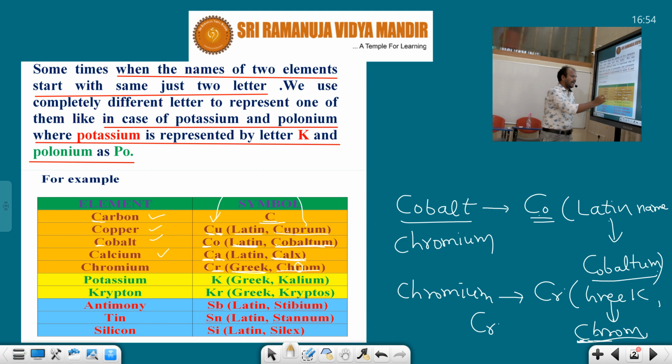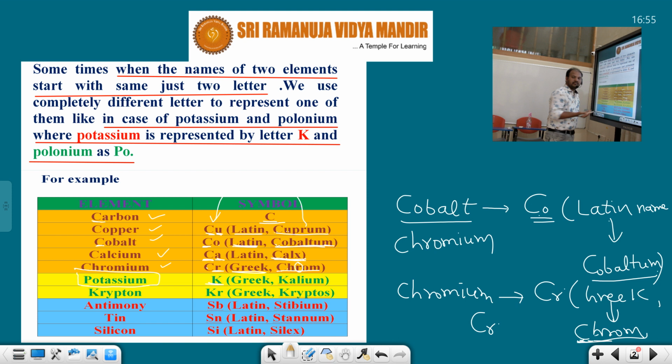If you take potassium, observe that P will be there, but here what is given? K. How is it given? Because it is derived from the Greek word. What is the Greek word? Kalium. In kalium the first letter is K. So that's why it is given the symbol K.